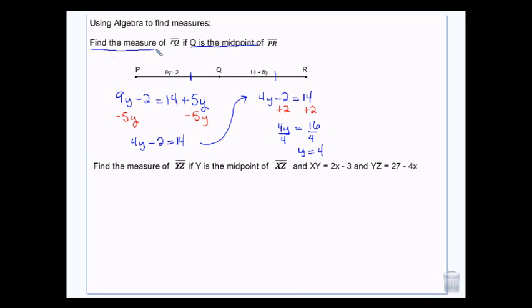And I'm not trying to find y, I'm trying to find PQ. PQ is 9y minus 2. Y is 4, so that's going to be 36 minus 2. So PQ is 34.